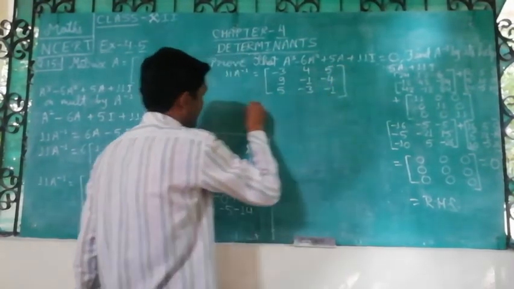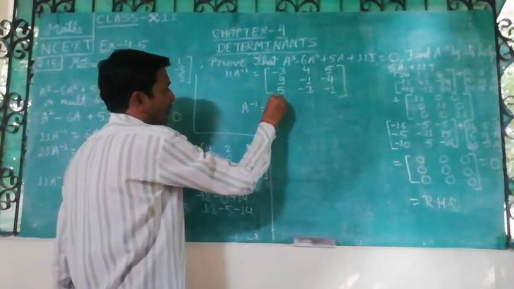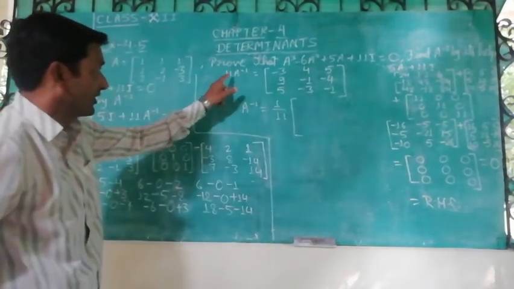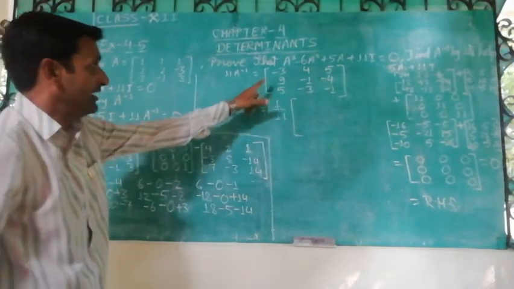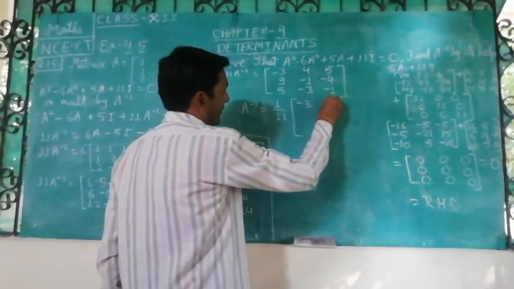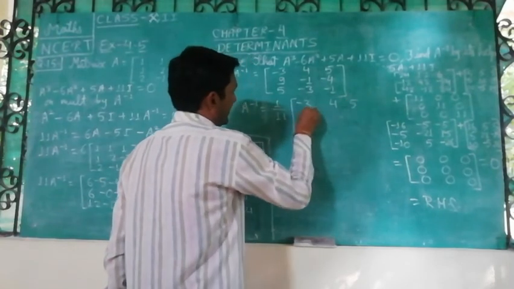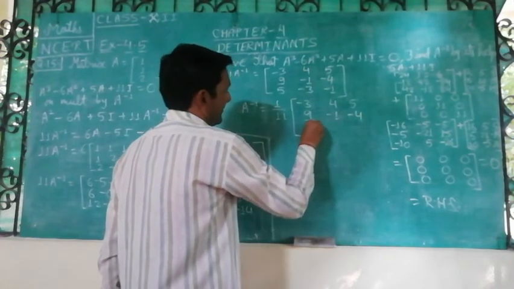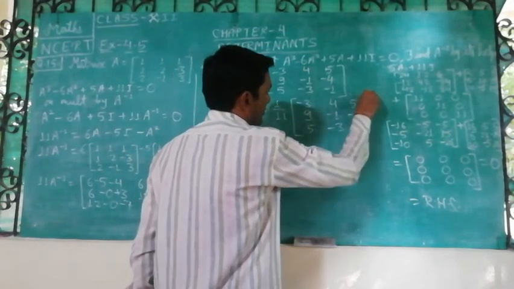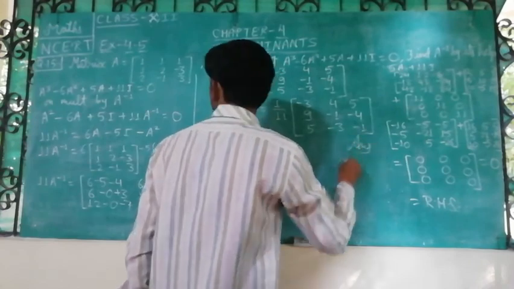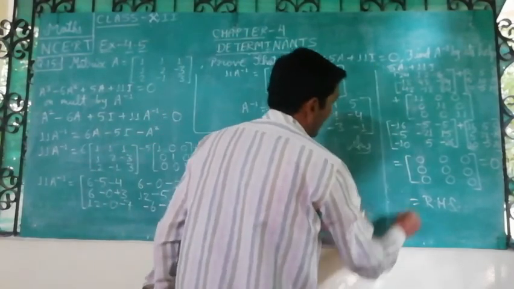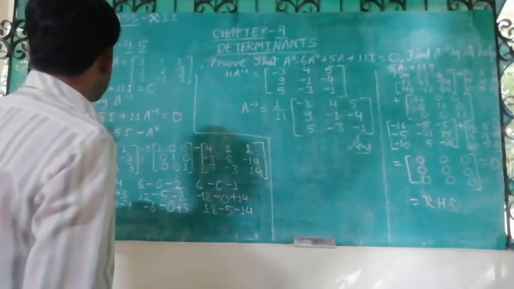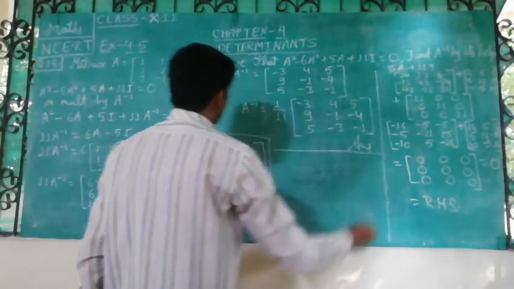So what is our final answer? A inverse will be equal to 1 upon 11. We can divide by 11 now, because this 11 will be shifted from LHS to RHS. So it will become 1 upon 11, and then minus 3, 4, 5, 9, minus 1, minus 4, and 5, minus 3, minus 1. So this question number 15 is now over. Here we have proved it first of all, and after that we have determined the value of A inverse. So in this manner we have to solve this type of question.